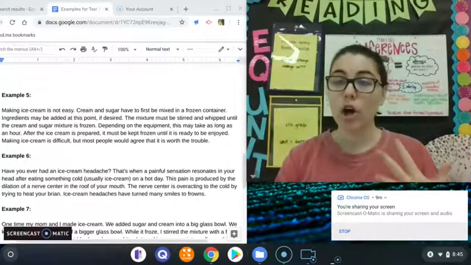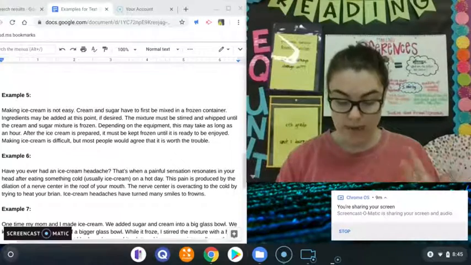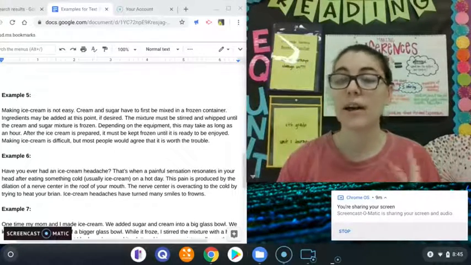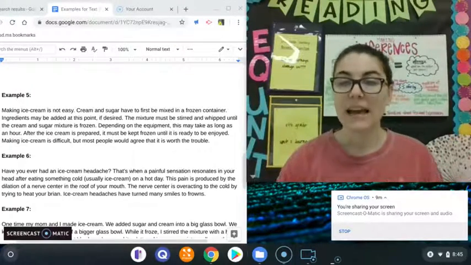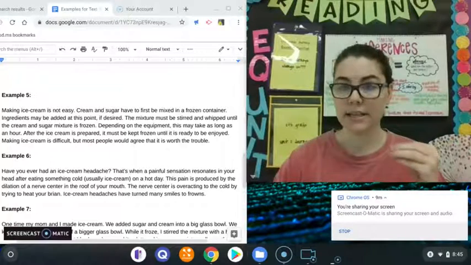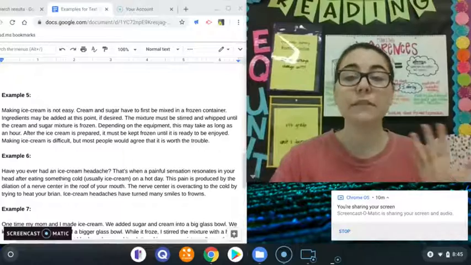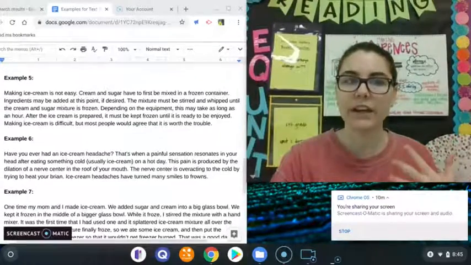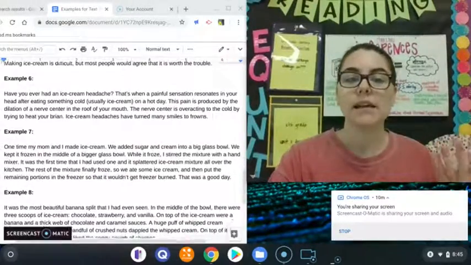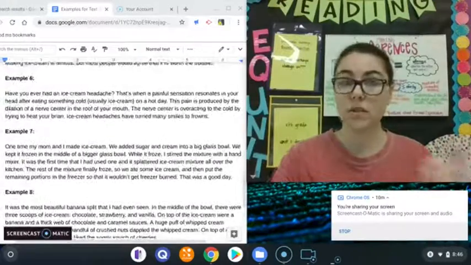Okay, so you're going to have a cause and effect. You are going to have a descriptive example. You're going to have a chronological example, and you're going to have a compare and contrast example. And so what I want you to do is look at 6 through 9 and figure out what answer choice matches those.